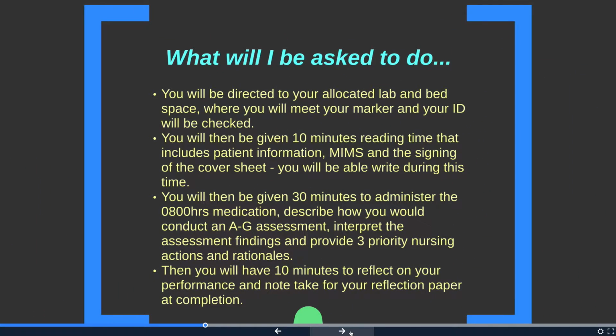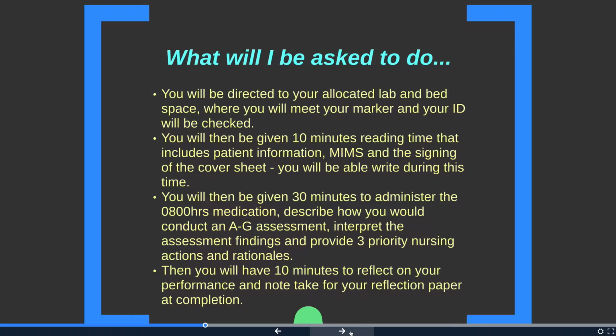What will I be asked to do? You will be directed to your allocated lab and bed space, and this is where you will meet your marker and your ID will be checked again. You will then be given 10 minutes reading time, and that includes some patient information. The MIMS will be available for you, and you will also be required to sign the cover sheet. You will be able to write during this time, so you are able to make notes during this reading time. Please note though, any note taking that you do during this time will have to remain in the labs with your marker and cannot be taken outside of the labs.